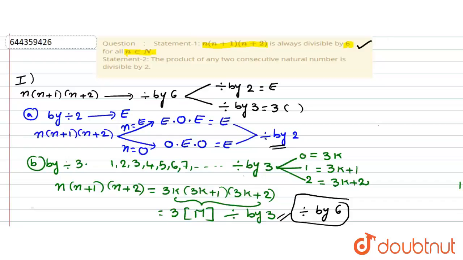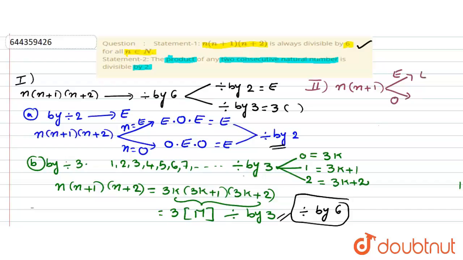Now let me check the second statement. In the second statement, they have given that the product of any two consecutive natural numbers is divisible by 2. So here we have to check the product of consecutive natural numbers. Consecutive means they will be in the form of n into n plus 1, because the first one we take as n, and the next one immediately is n plus 1. Again there are only 2 possibilities: n can be even or n can be odd.